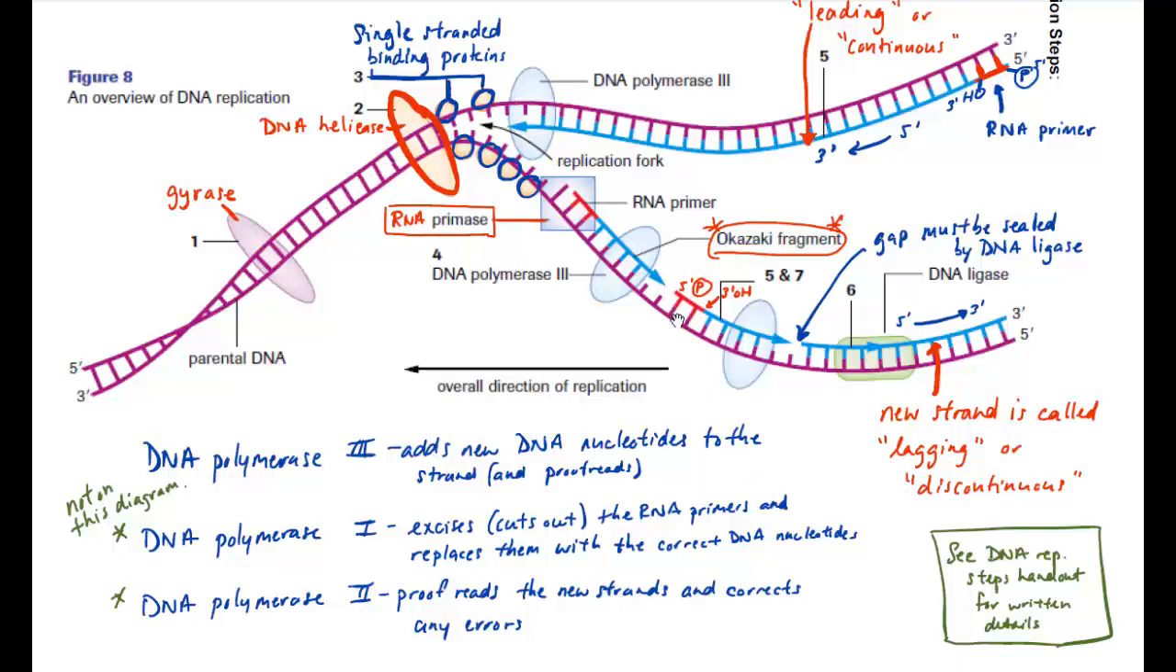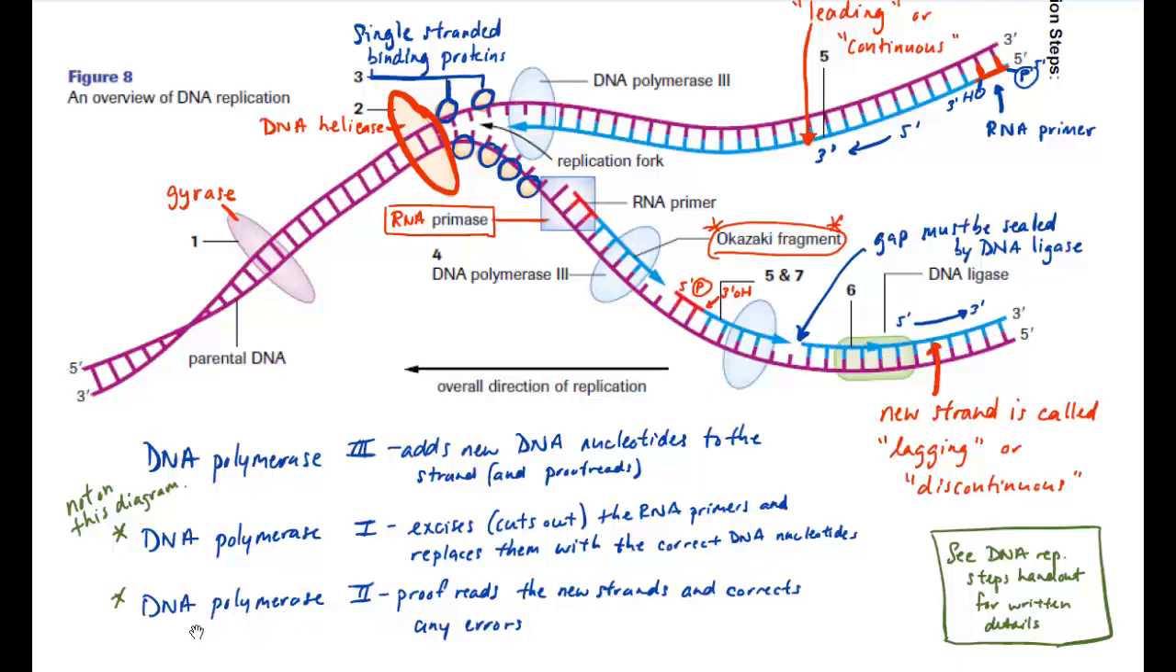Then finally, there's a couple more things that have to happen. You're going to have to join the phosphodiester bonds that need to be formed between the sugar and the phosphate backbone over here. And that gap is going to be joined by DNA ligase. They've shown the DNA ligase here in this green little structure. Okay? So DNA ligase is going to do the job of sealing the fragments, the Okazaki fragments, to make one long continuous strand at the end of the day.